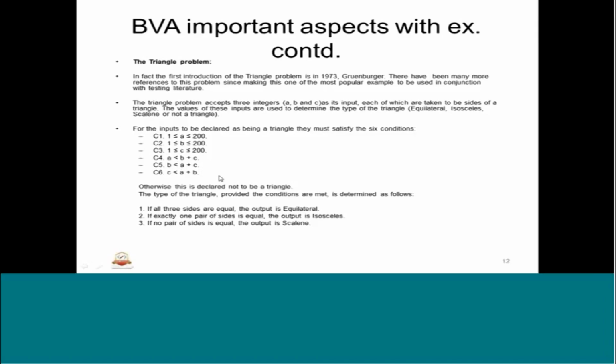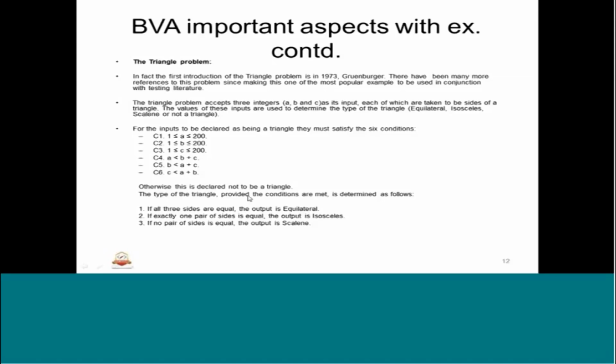Then we have other binding conditions. A should be less than B plus C, B should be less than A plus C, and C should be less than A plus B. So these conditions should be satisfied in order to form a triangle. Otherwise this is never called a triangle.